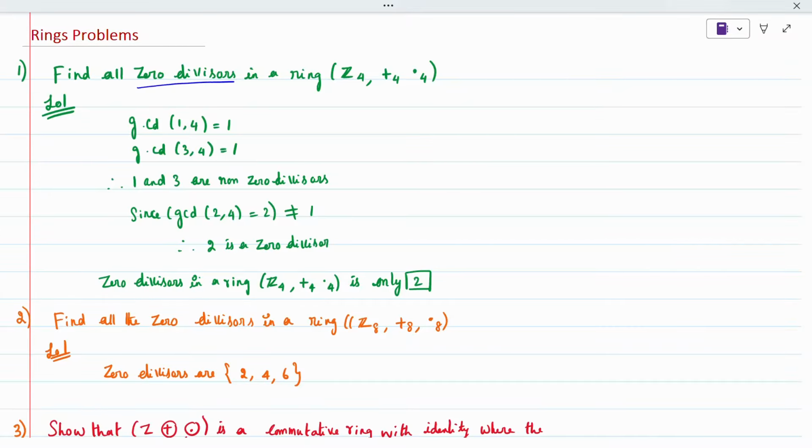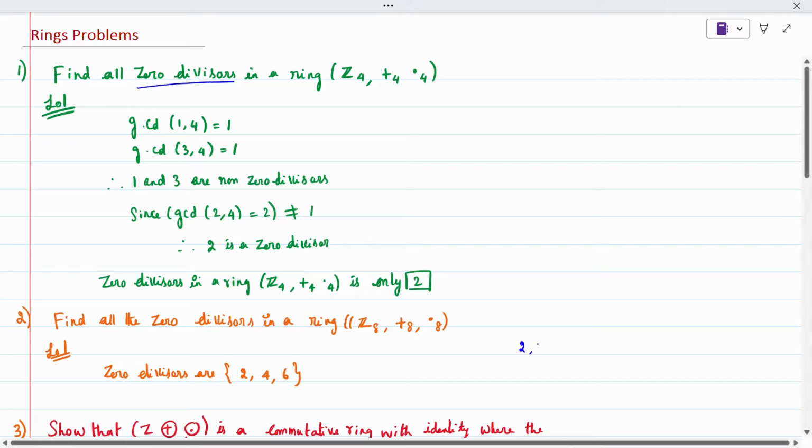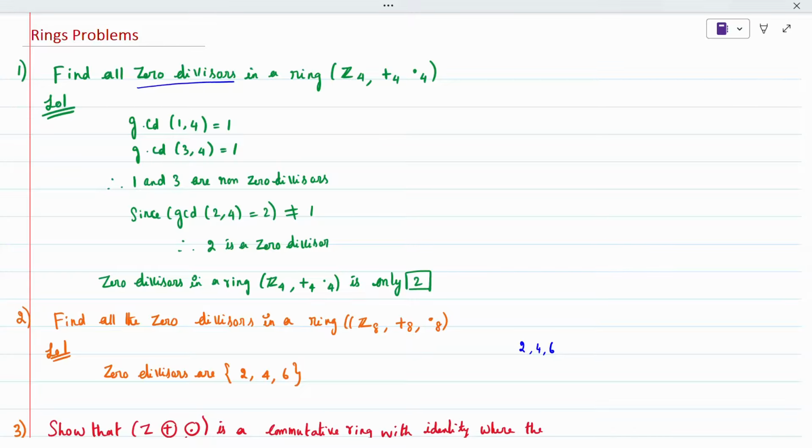Same way, find all the zero divisors in the ring Z8. Same way you have to check it. When you check 2, 4 and 6, take the GCD. All the GCDs will be 2, which is not equal to 1. So the zero divisors are 2, 4 and 6. The remaining elements will all be non-zero divisors.